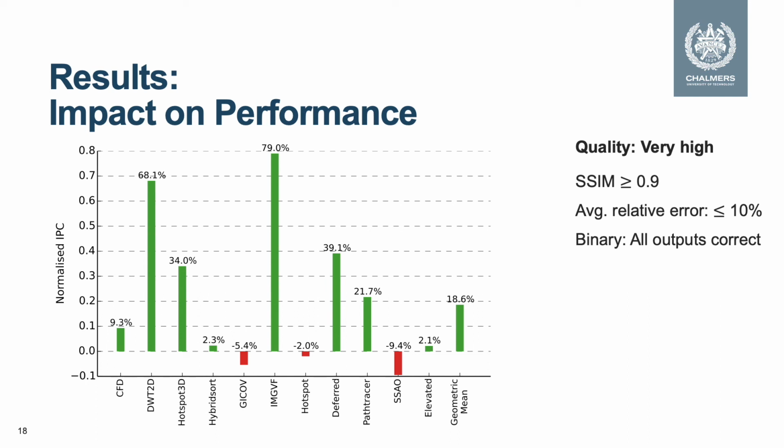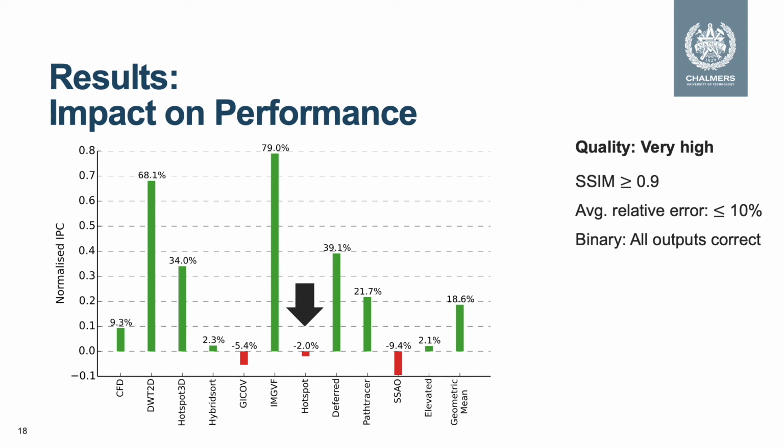In the best case, we get a 79% improvement for the IMGVF kernel, and in the worst case, we get a reduction in between 5 to 9%, and this is because of contention in the texture cache. So when the number of threads is increasing, the pressure on the texture cache increases to a point where we get thrashing.